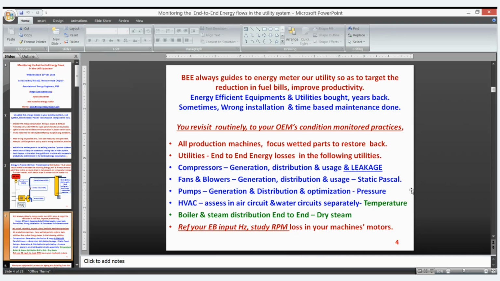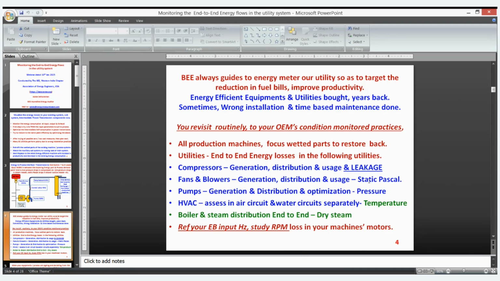Fans and blowers also. For the compressor, at least the pressure is there, and if it is leaking, it is definitely known. Normally, it is said that when 1/3 of the compressed air leaks on a given pipeline, it is audible to the human ear. That is where we presume it is around 1/3 leakage happening in the compressed air line or in the header. But if we apply the same to fans and blowers, generation, distribution, and usage, the static pascal cannot be known unless it is monitored and measured. It cannot be felt by thumb or felt in practice. So it needs to be monitored.